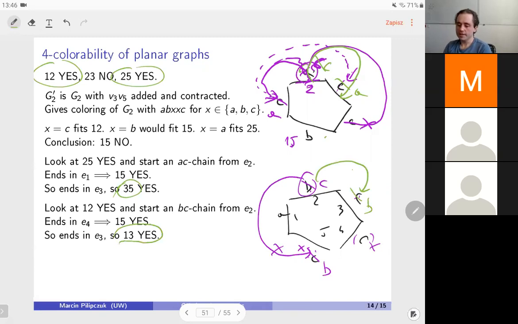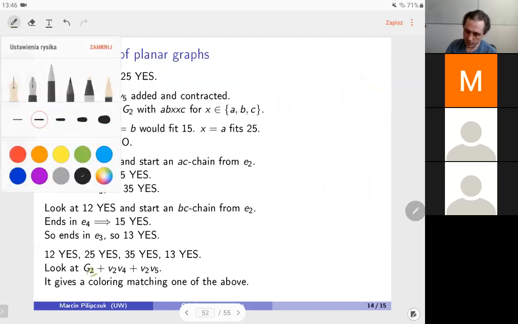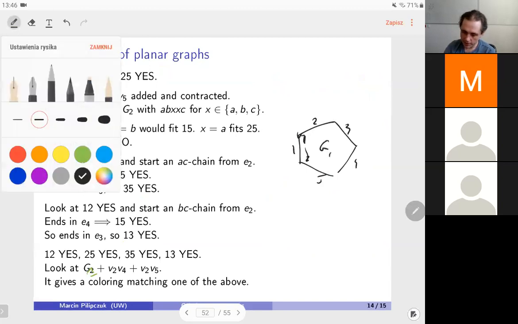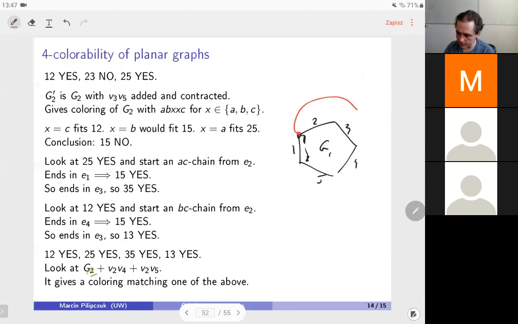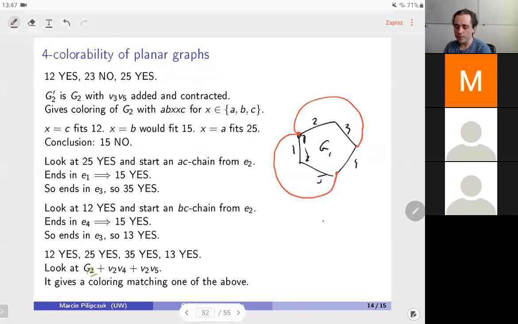And now the final step is to actually look at G1. So G1 is inside. This is H1, 2, 3, 4, 5. G1 is inside, and we add edges incident to the vertex 2. So we add this edge and we add this edge. And this is again a triangulation, so this is colorable. Now we need to do the case analysis to say that however this is colored, and this is pretty simple, the coloring will match one of these 4 above.